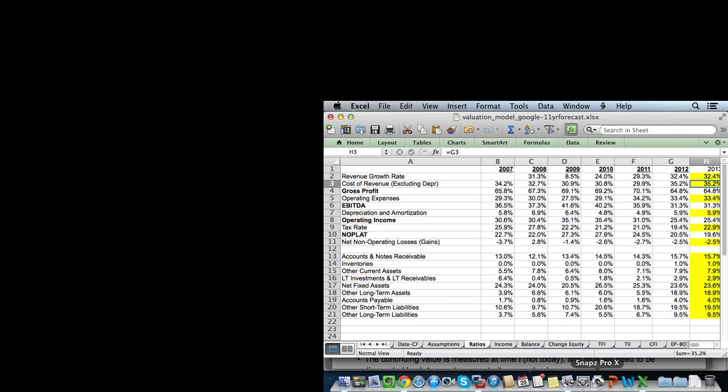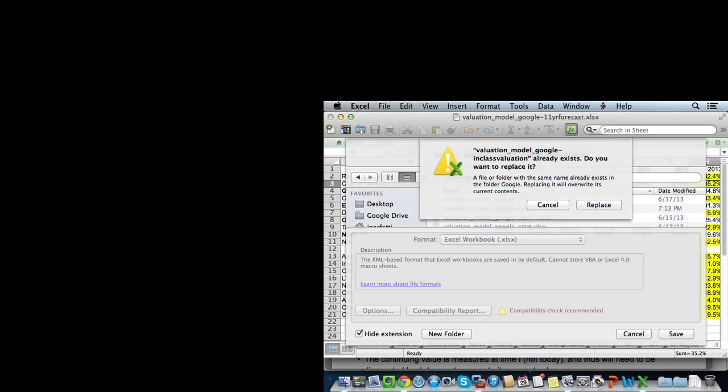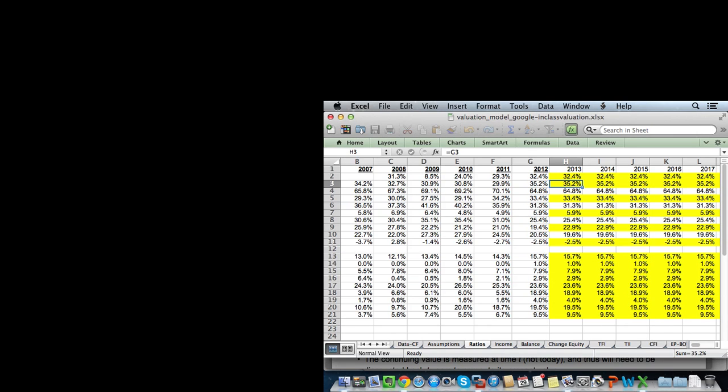All right. So where we had left off in our forecasted valuation of Google is we had created an 11-year forecast. And from here, I'm going to save the file just so we have a new version, and I'm going to call it the Google model for in-class valuation. So we're going to finish up the valuation from that file.